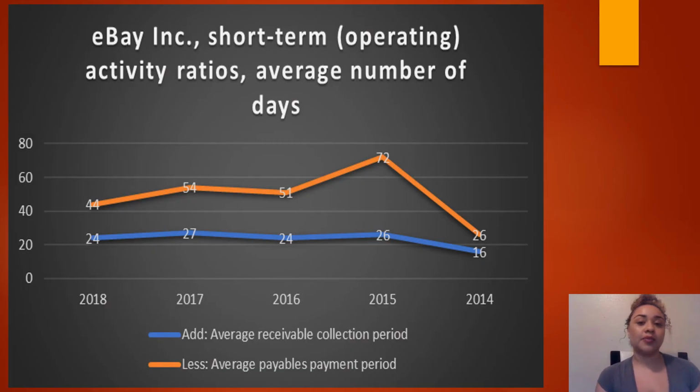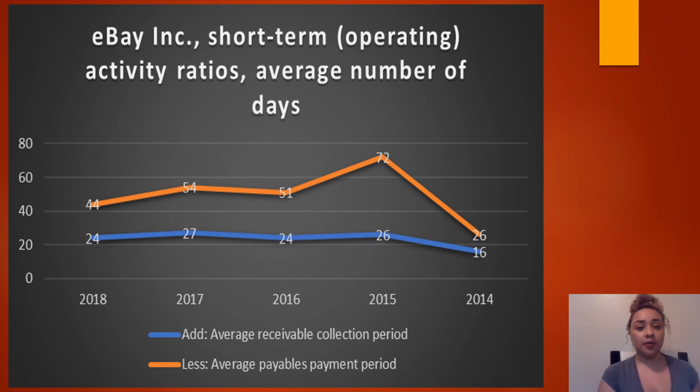This is another graphical representation that I have created for eBay Incorporated for short-term operating activity ratios and the average number of days. So we're starting from 2018 to 2014. Blue is the average receivable collection period, and orange is the average payables payment period. So we see that we go from 44 to 54 to 51, 72 to 26 for the average payables payment period. Then for the average receivable collection period, we go from 24 to 27 to 24 to 26 to 16.